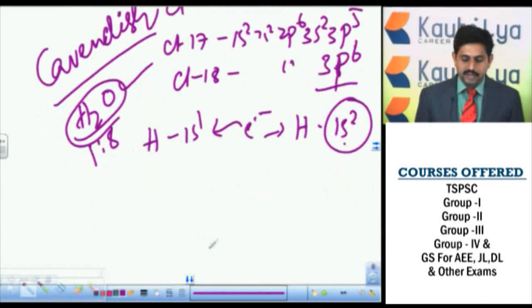So this is about the periodic classification. The first group elements are called alkali metals.